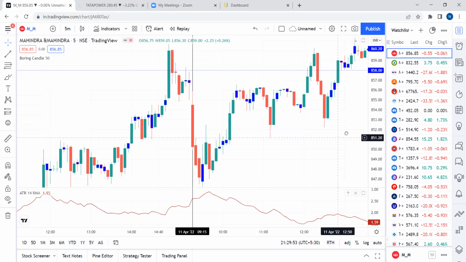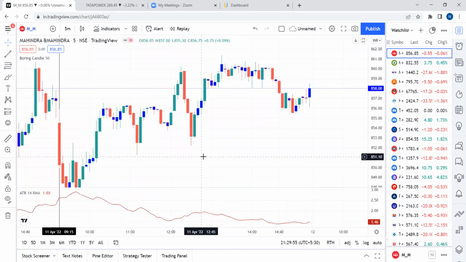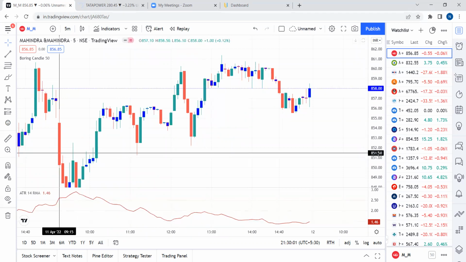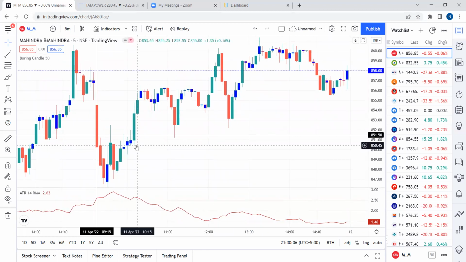So what was the value? We got 851.5. So where is 851.5? It is here. Let me draw a horizontal line at 851.5. Can you see any boring candle near this proximal line?